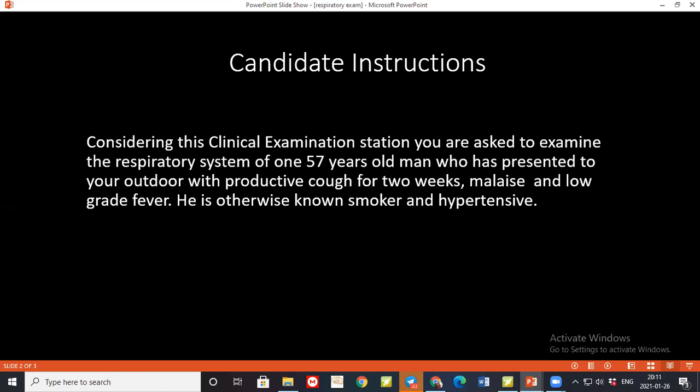After entering the room, I'll wash my hands and introduce myself to the patient. I'll confirm the name and age of the patient. Then I'll take permission from the patient to examine his chest. That will include looking, feeling, and listening of the chest and examination of the legs and hands also. I'll look for any medication he's taking or any oxygen he's using or any charts.